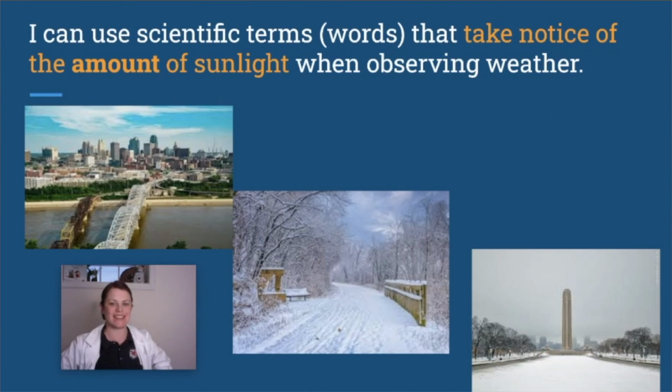Junior scientist, here is my challenge for you. My challenge for you is to start to use scientific terms. That just means science words that start to take notice of the amount of sunlight you notice when you start to observe weather. Take a look at these three images. What would you say was happening in these images? Take a look at the amount of sunlight.